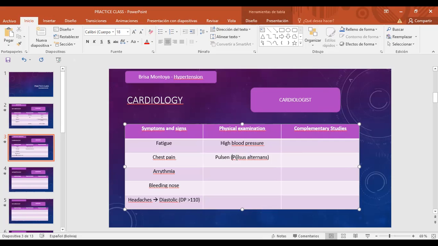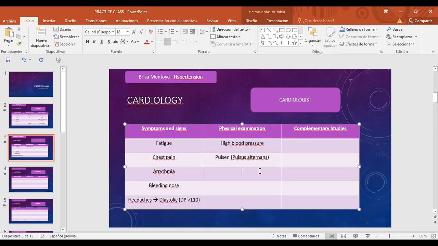When the heart has one regular or normal beat, it goes like this, like a mountain. And the next beat of the heart is really weak, so the pulse is low. That is what pulsus alternans is: one regular pulse and a low pulse, higher and lower pulse. We could find that in a patient with hypertension in the long term.